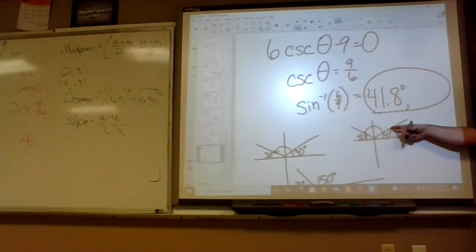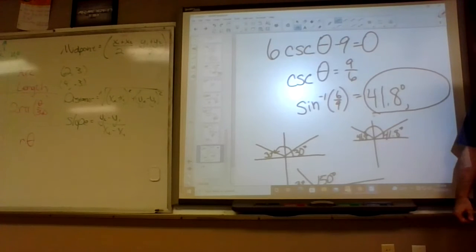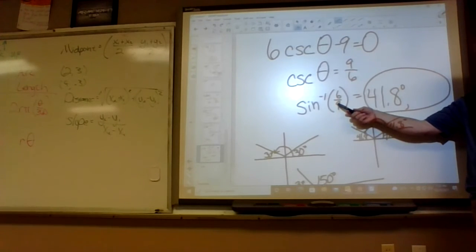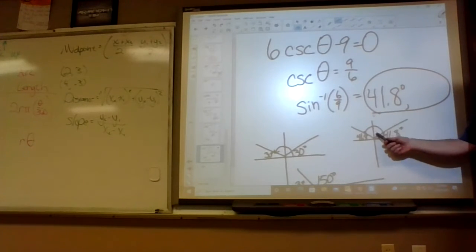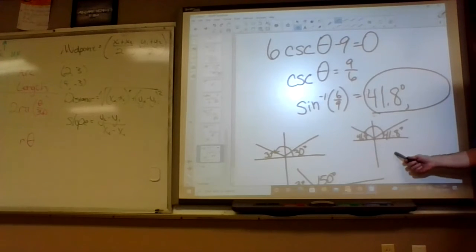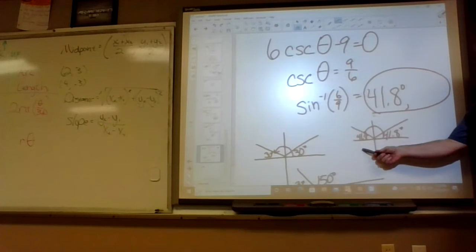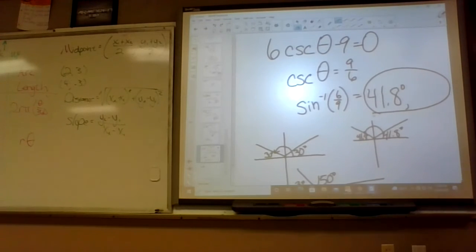So let's talk about this one. Would you ever get a sine that was positive and not in the first two quadrants? Something greater than 180? Well, if you're doing sine inverse of a positive, they're going to give you a first quadrant angle. It has to be that way. If it was a negative, you're going to get like negative 40 degrees or something, and we have to turn that into a third and fourth quadrant angle.